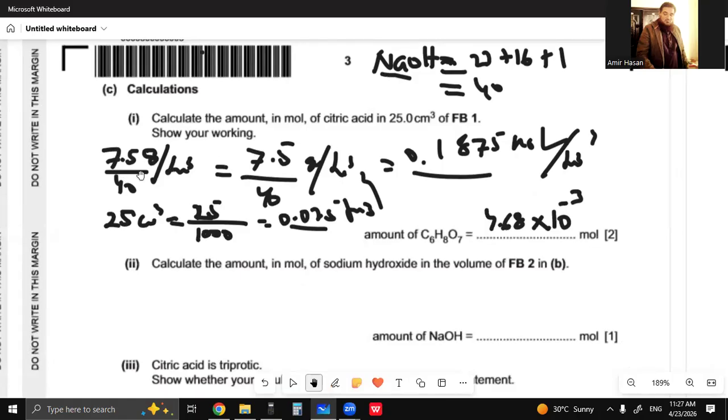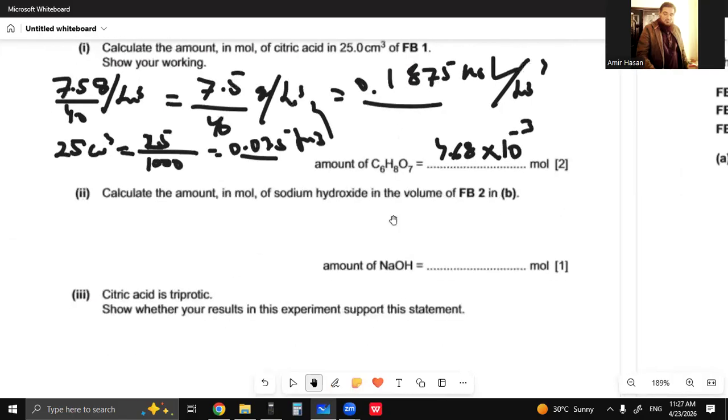When the concentration is given in gram, change it into mole. How do you change to mole? Check the compound and divide the given mass by the compound's molar mass. Then it will be in mole. Then mole per cubic decimeter you multiply by the volume in cubic decimeter. If the volume is in cubic centimeter, change it into cubic decimeter. Then multiply, and you get the reading.